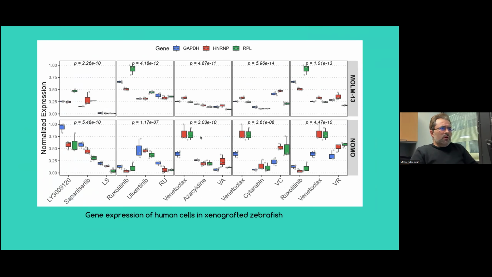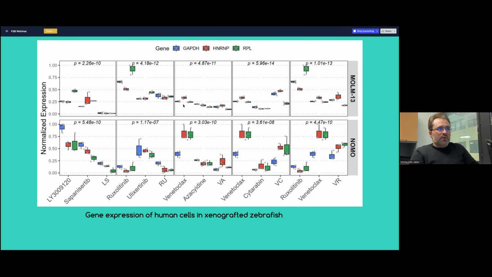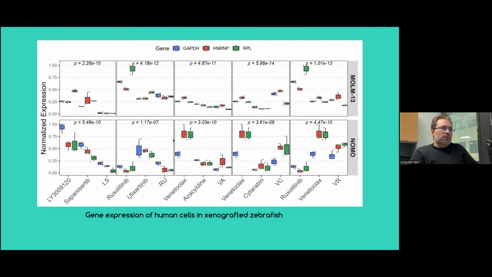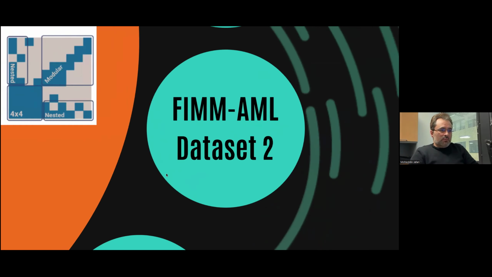So we tested not only based on image analysis of the zebrafish, we also used PCR to make sure of the decrease, in the case of RU and LS, compared to different human housekeeping genes, and we show that yes, these two combinations work very well at the molecular level by PCR.